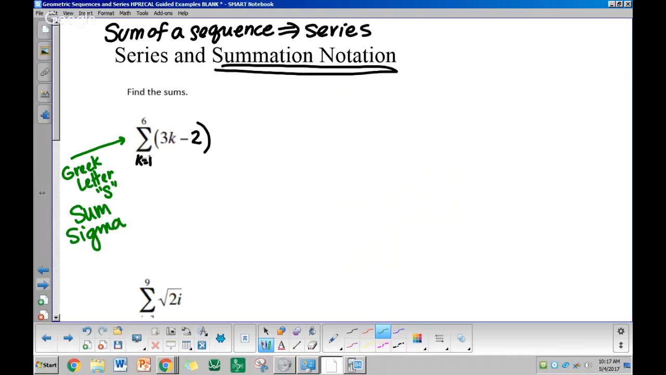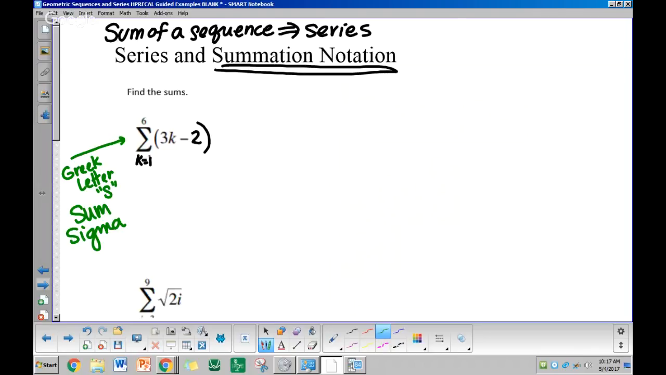And below the sigma is what we call the index of summation, which is k. And the lower limit of summation is 1. That means we're starting at position 1, and the upper limit of summation is 6 here, and that means we're going to add from position 1 to position 6 together.